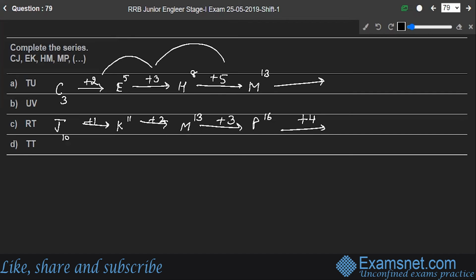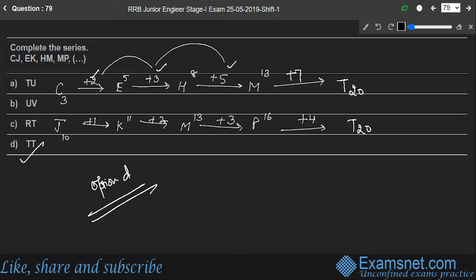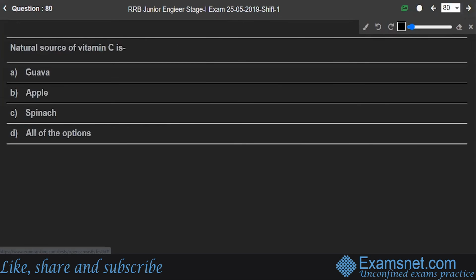Because I can't move with 1, because here you're having +1, here you're having +2. Okay. 2 is a prime number, 3 is a prime number, 5 is a prime number. The next prime number is 7. So that's 20. 20 is the position for T, and 16 + 4 gives 20, again the position for T. So TT is the right answer. Option D. Hope you got that. Let's move to the next question, number 80.